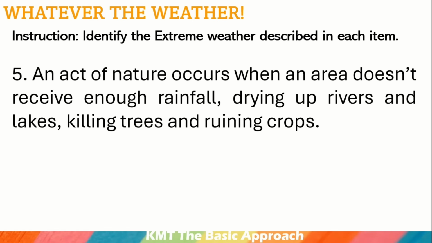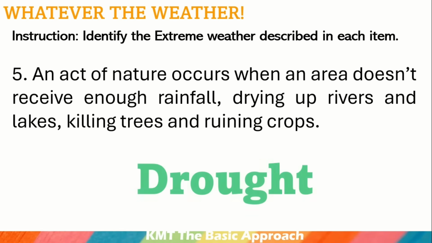Number 5. An act of nature that occurs when an area does not receive enough rainfall, drying up rivers and lakes, killing trees, and ruining crops. What is the answer? Great! The correct answer is drought.